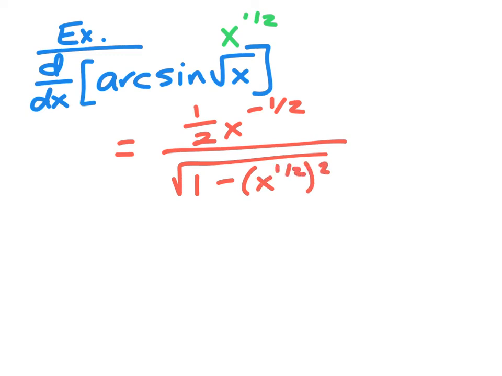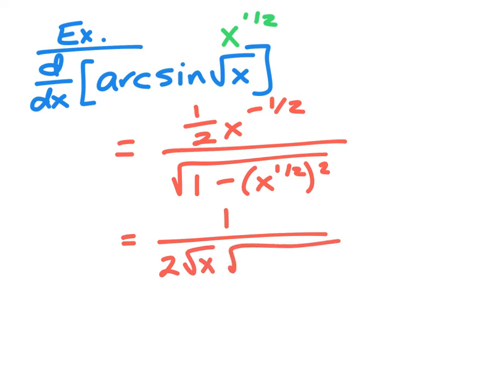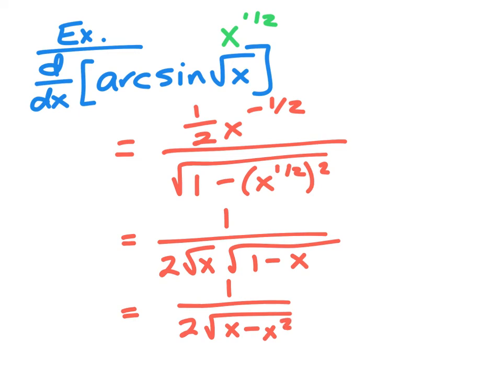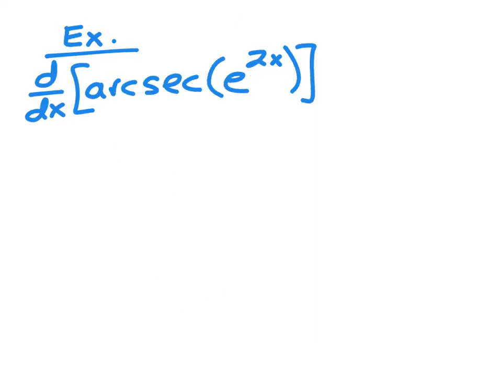Again, if this is free response, you can leave it like that. If I need to simplify, I can bring the 2 and the root x to the bottom because it was x to the negative 1/2. A negative exponent moves it to the bottom. And then from there, I have 1 minus x on the inside of the other root. Those could be combined together to become 1 over 2 root x minus x squared. And beyond that, I really can't simplify much further.